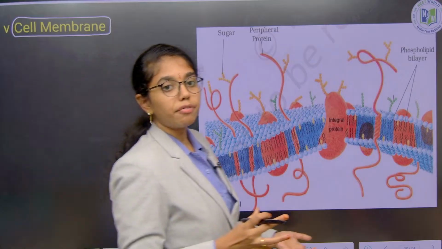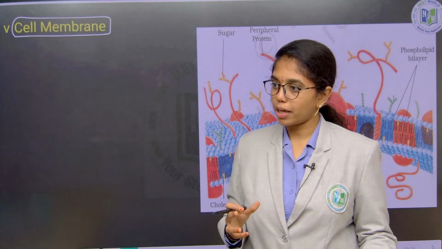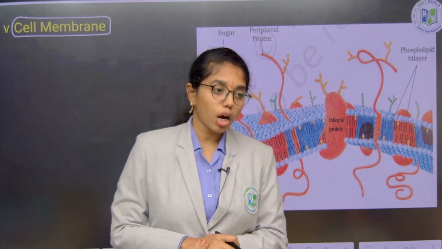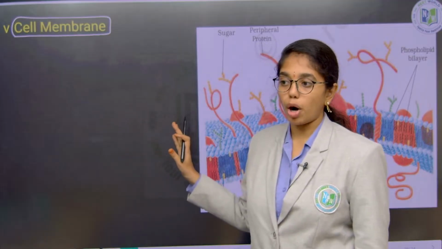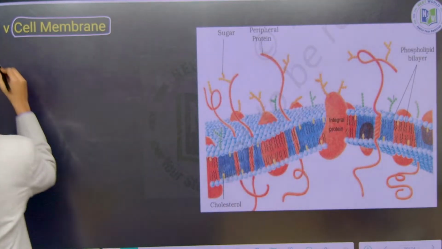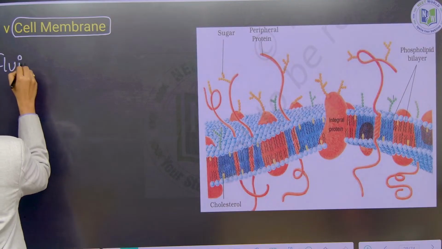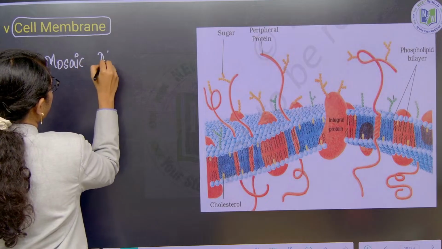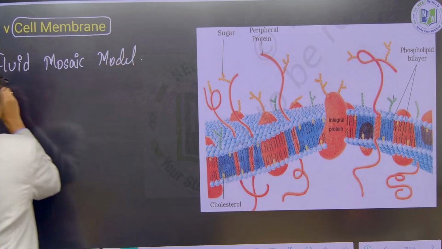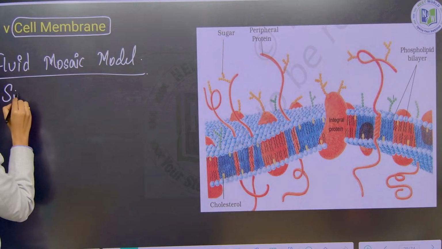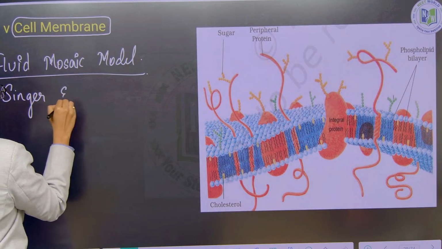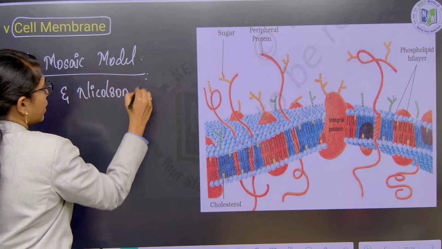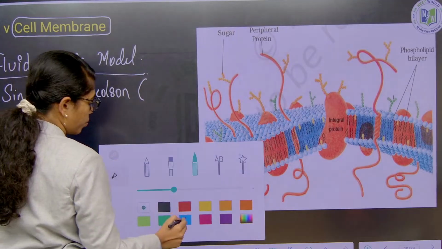In the 1950s, after development of the electron microscope, it is Singer and Nicholson in 1972 who documented the plasma membrane model, known as what? Fluid mosaic model. Fluid mosaic model, proposed by whom? Singer and Nicholson in the year 1972.